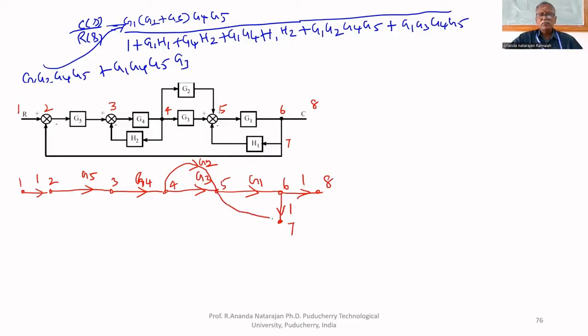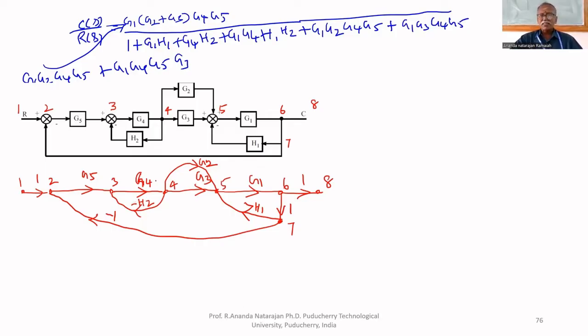7 to 5: one path is the feedback path, minus H1, because negative feedback. 4 to 3: that is also minus H2. 7 to 2: one more feedback, that is minus 1. That's all. This is the signal flow graph representation of the given block diagram.